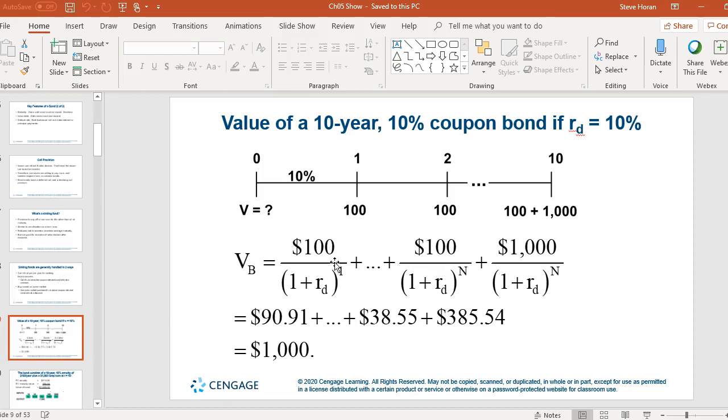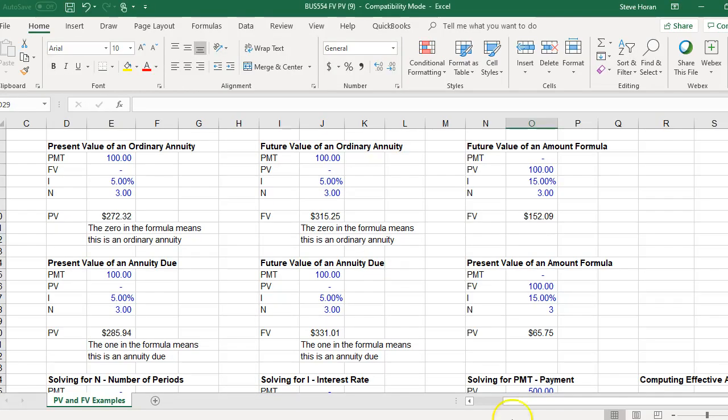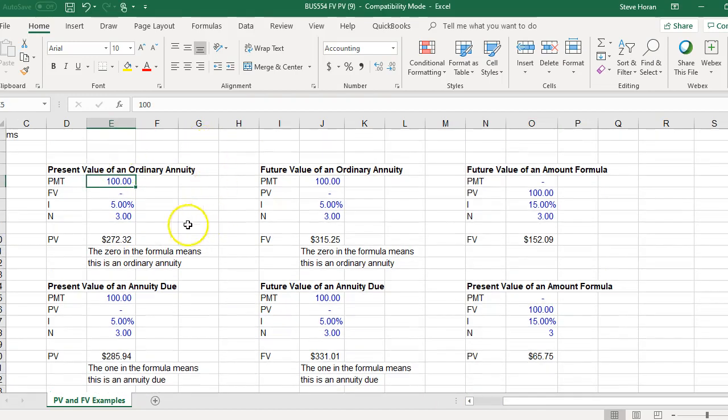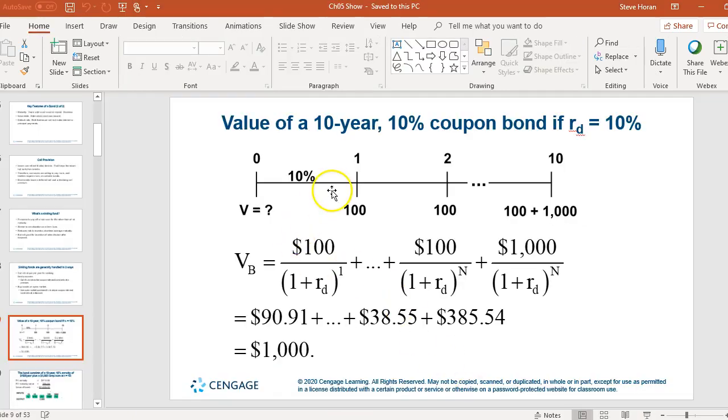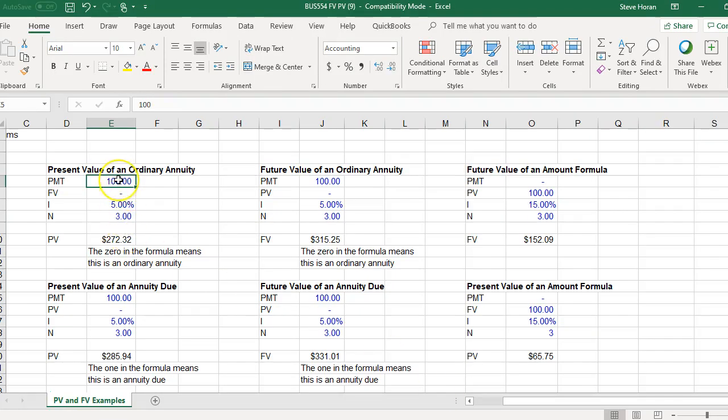Okay, and I can show you that calculation. It's really simple. I'm going to go back to the Excel file that's right here. This is the one I gave you for your time value of money chapter. And bonds are ordinary annuities, so it's really simple. So when you're valuing a bond, like we are here, always think present value of an ordinary annuity. So go back to my Excel. I've got the present value of an ordinary annuity.